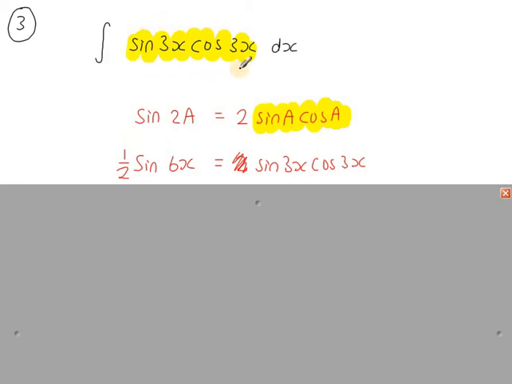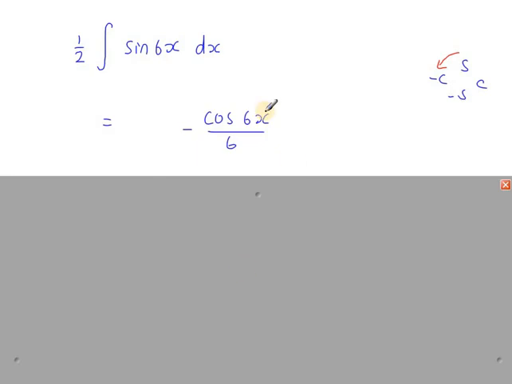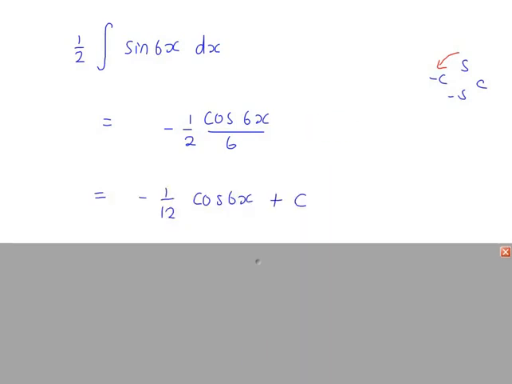We couldn't integrate this directly, but with the use of this identity, we now have a half sine 6x, which we can integrate. Okay, so if we integrate sine, that's positive sine, so we're here, we get minus cos. Same angle, 6x, we divide by the coefficient of x, which is 6. We were multiplying by a half, so we're multiplying by a half. There's a constant of integration to add on, and simplified we have this.